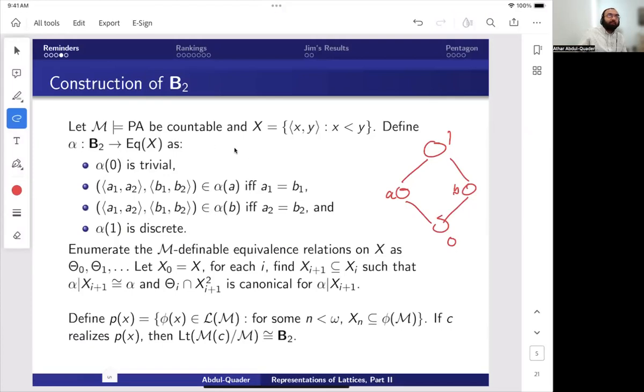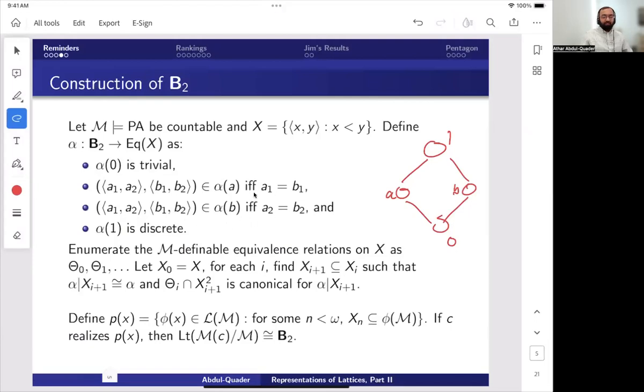And the representation: we're going to take the set X to be the set of codes of pairs x, y, where x is less than y, and we define a representation of B2 on the set X. Again, 0 and 1 are given to us by definition. Alpha of 0 has to be trivial. Alpha of 1 has to be discrete. And we make alpha of A the representation that makes two pairs equivalent if their first coordinates are the same. And alpha of B is the representation that makes two pairs equivalent if their second coordinates are the same.